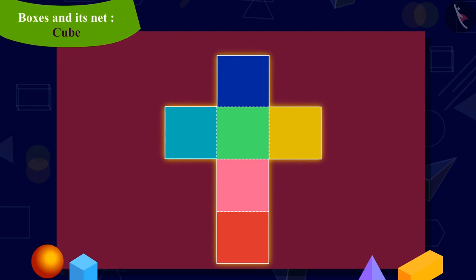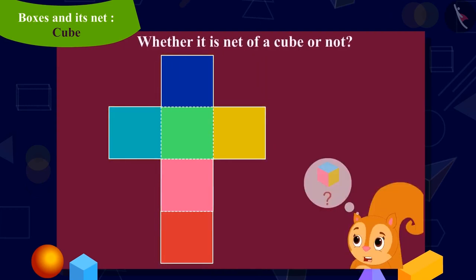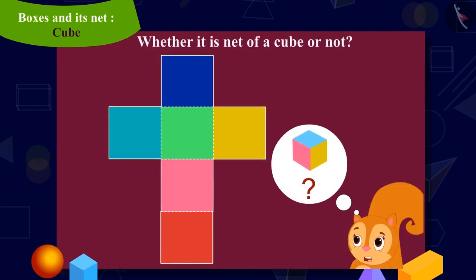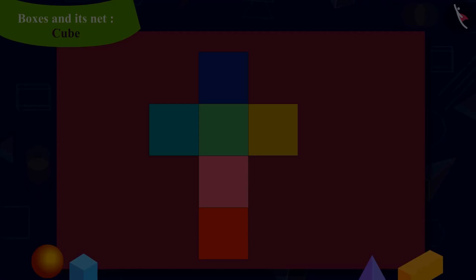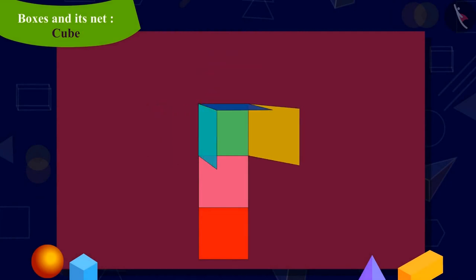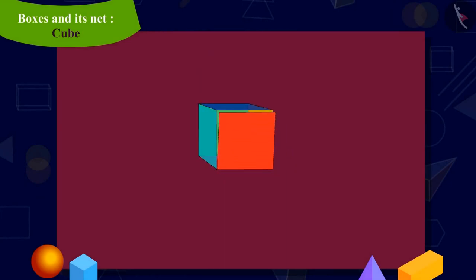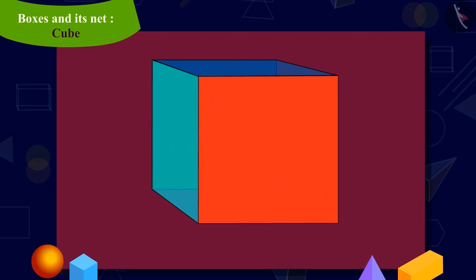Chanda now made a shape like this. Can you tell whether this shape of Chanda is also a net of a cube or not? You can pause the video to find out the answer. Absolutely correct. From this shape also, we can make a cube-shaped box.